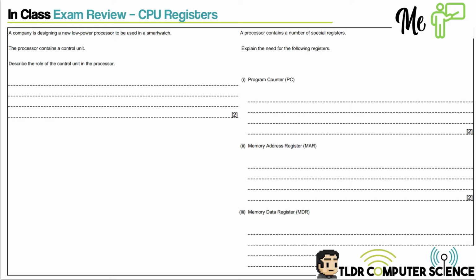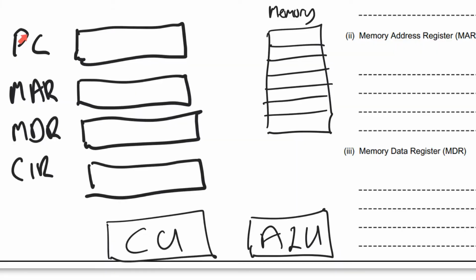So what are the registers allowing us to facilitate? That's exactly right, the registers allow us to do the fetch, decode, execute cycle. So we've got these four registers which help us facilitate the fetch, decode, execute cycle. Then we have components of the CPU that facilitate it, like the CU, standing for control unit, and the ALU, standing for the arithmetic logic unit.